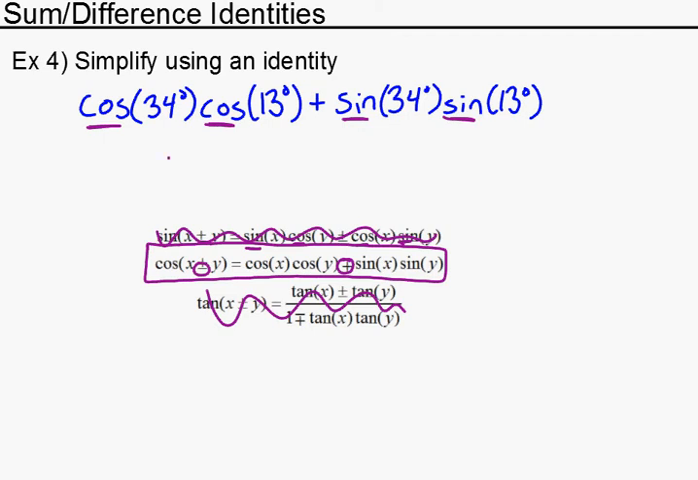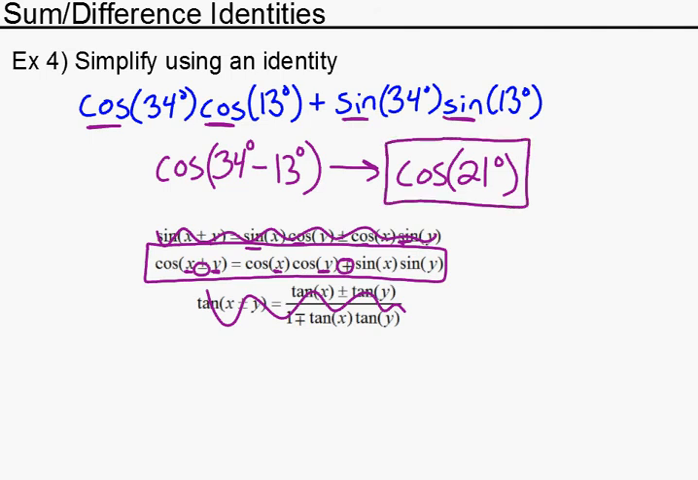So I really have the cosine of something minus something. The last thing I do then is match it up. The first place in my formula comes from the first place in the cosine, which was 34, and the second place, the y and the y match up, so that's 13. So if I simplify this just a little more, I get the cosine of 21 degrees.